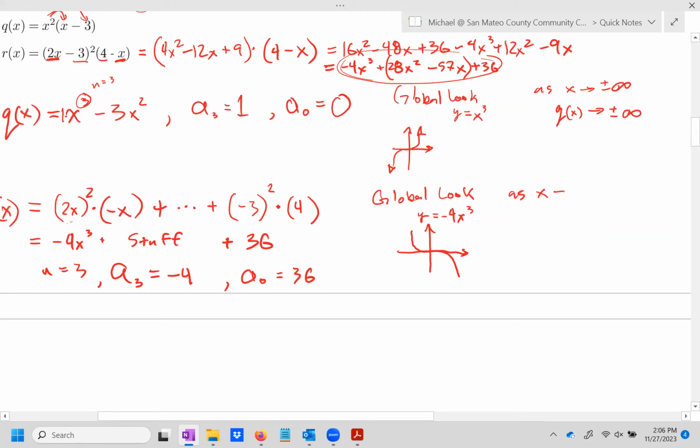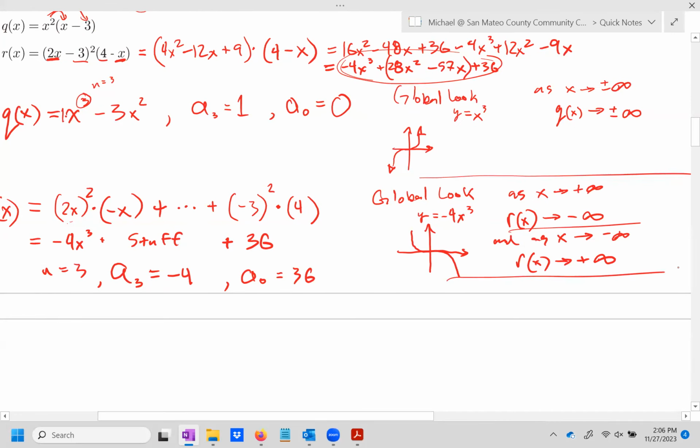As x goes to positive infinity, what does my function r of x do? R of x goes to negative infinity. And as x goes to negative infinity, what does r of x do? R of x goes to plus infinity, okay? And we can tell that just by looking at the lead term, by the degree and the lead coefficient.